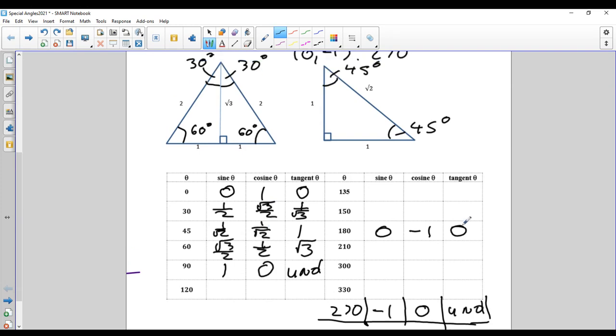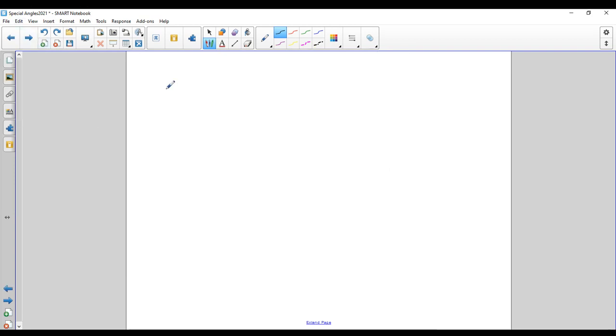Let's get to 135 now. So I'll put that in for you as well. So this was root 3 over 2. This was minus 1 over 2. And this was minus root 3. Let's go to 135 now. So 135, you get another brand new chart for that.